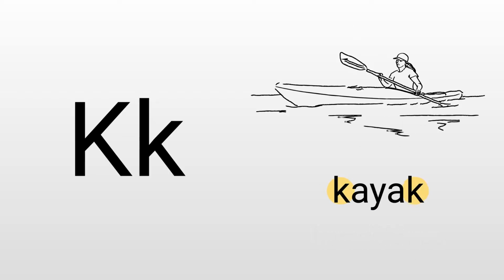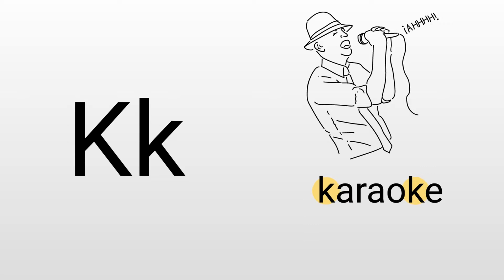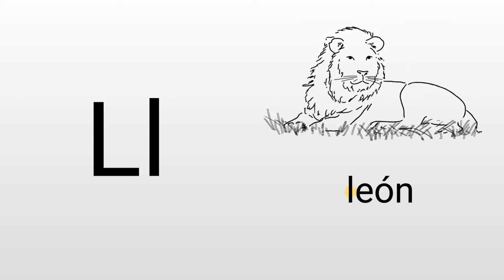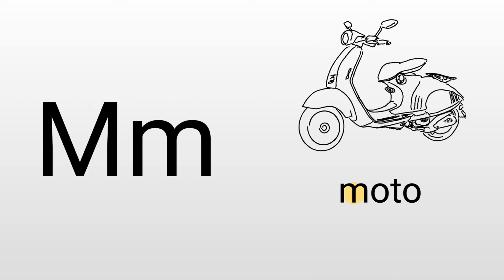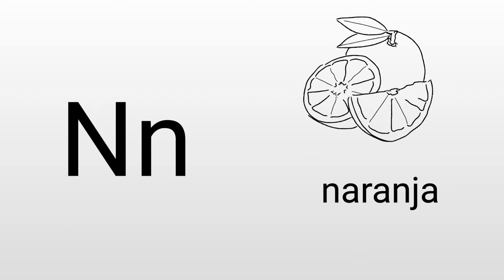K, as in kayak or karaoke, only occurs in words from other languages, and it sounds just like K in English. L, as in león, sounds similar to the L in lemon or color. M, as in moto, sounds just as it does in English, as in mom or amazing. N, again, sounds just as in English, like in nose or nail.